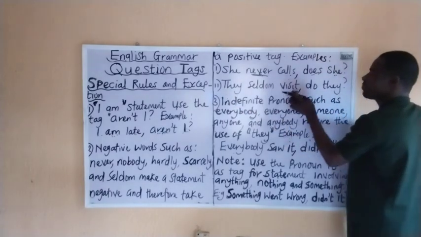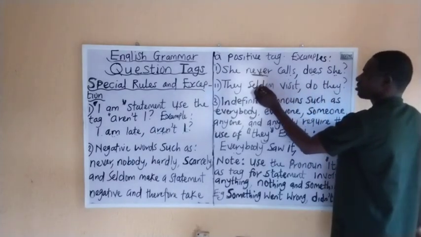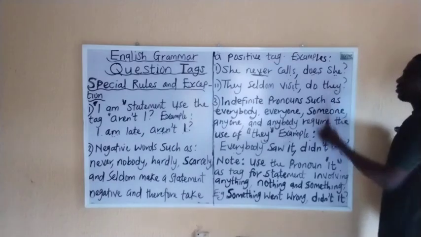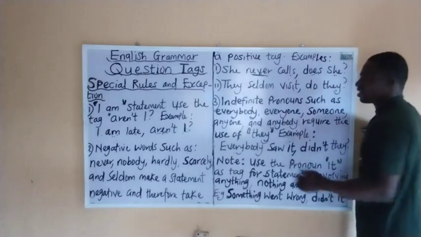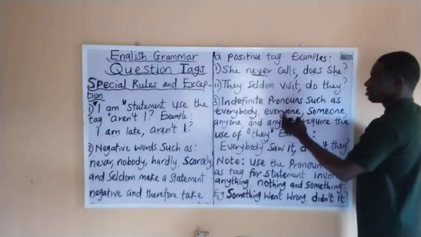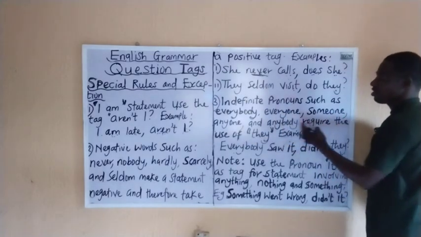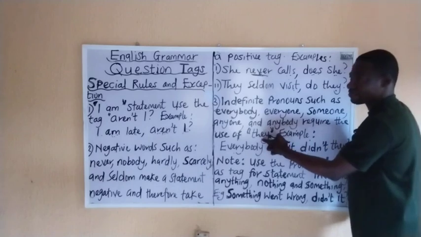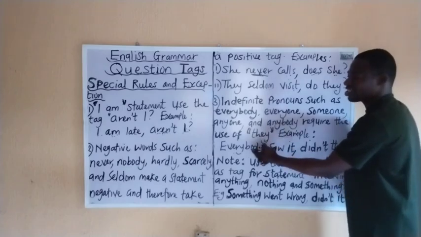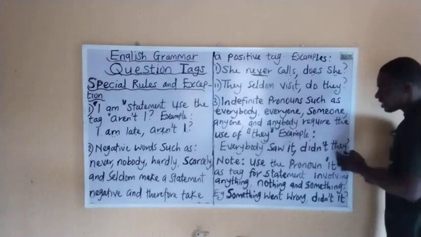Another example, they seldom visit, do they? Seldom here acts as what? Don't. So they don't visit, do they? Okay, fine. That's for that. Then number 3, indefinite pronouns such as everybody, everyone, someone, anyone, and anybody require the use of they. That's the pronoun they, and the verb in the initial statement. So let's say, for example, everybody saw it, didn't they?